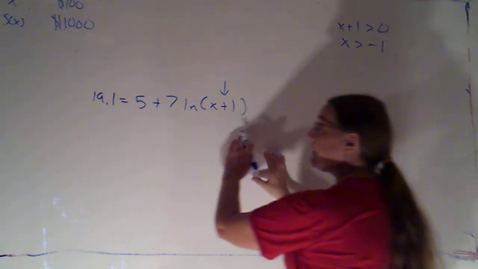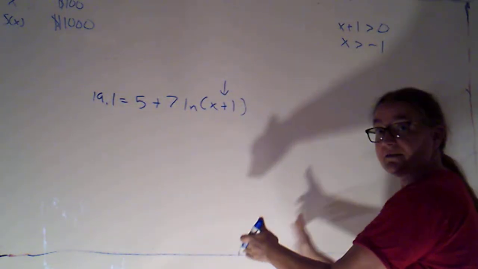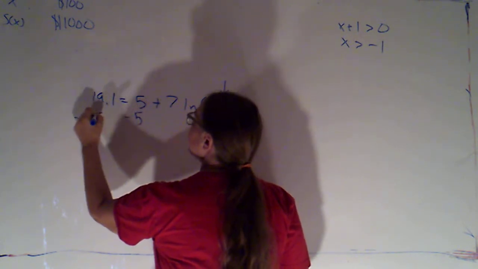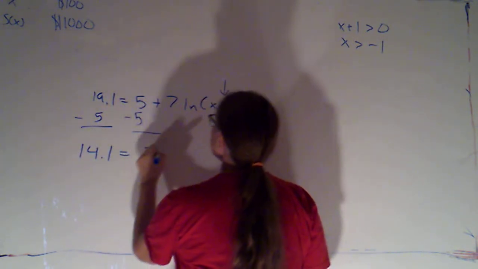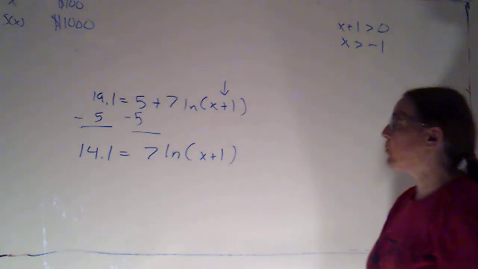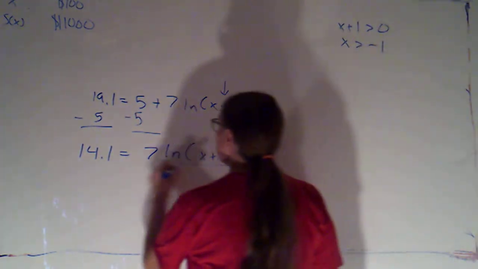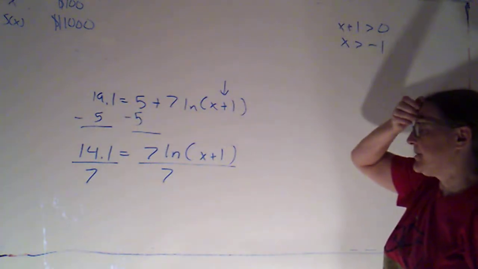I can see not every term in this equation is a log, so I'm going to want to get the log by itself equals a number. So let's subtract over our 5. So 14.1 is equal to 7 natural log of x plus 1. I'd really like to completely isolate the log, so let's divide over by that 7.